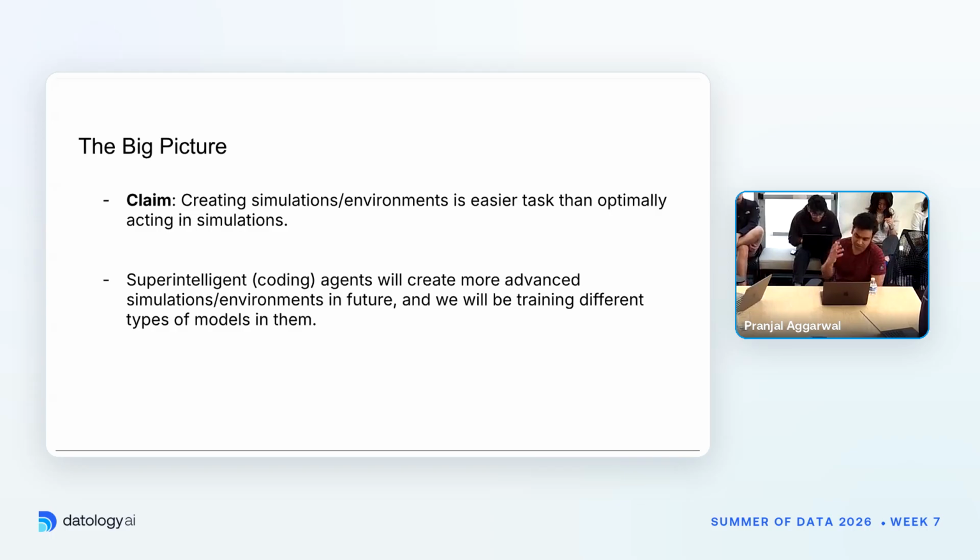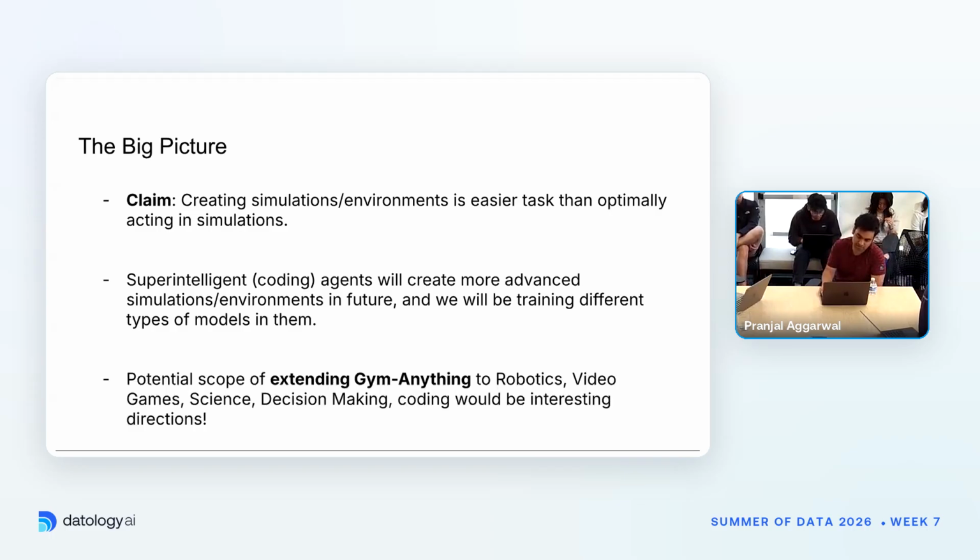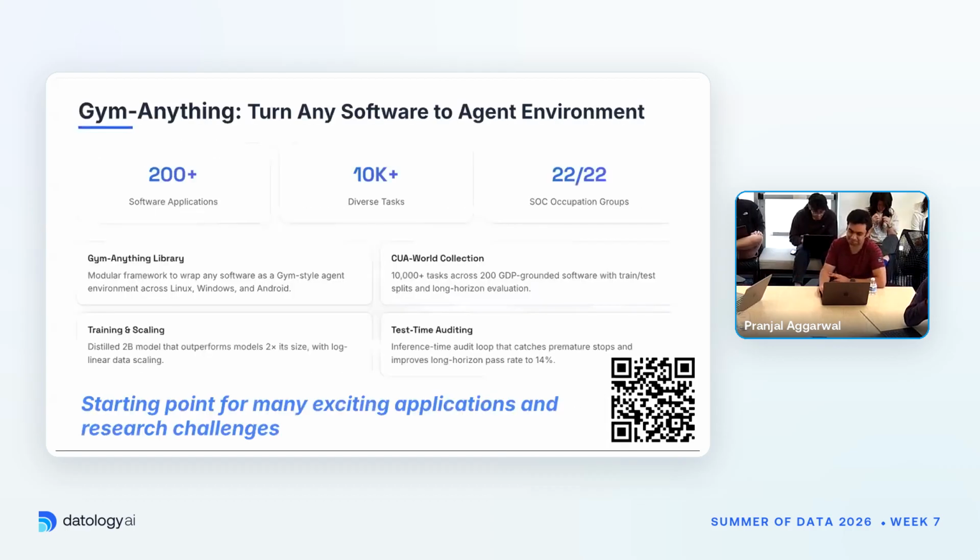I feel like the 5-step recipe that we have in Gym Anything, you can probably extend it to robotics, video games, science, decision making. Coding is something I think people are already exploring, like endless terminals and other kinds of works. But that's the goal, the main idea: just create more simulations, more environments. Try to make it as automatic as possible and try to train your models. Cool. Yeah.